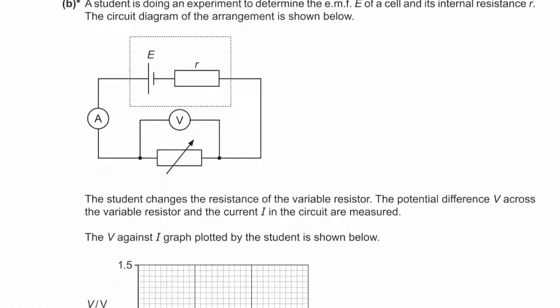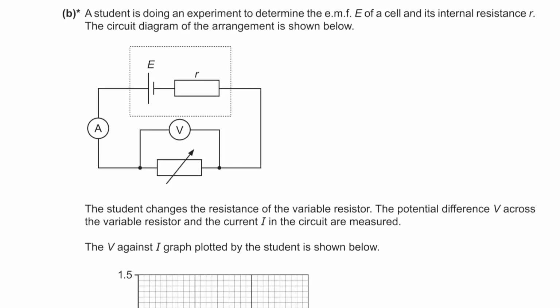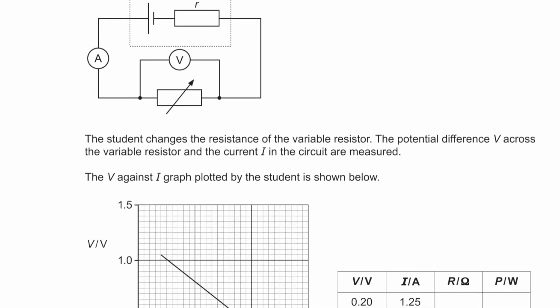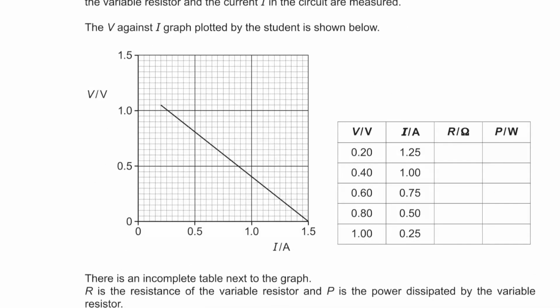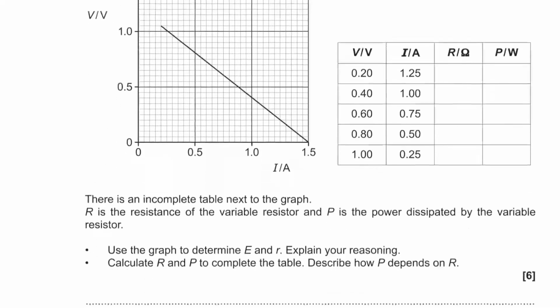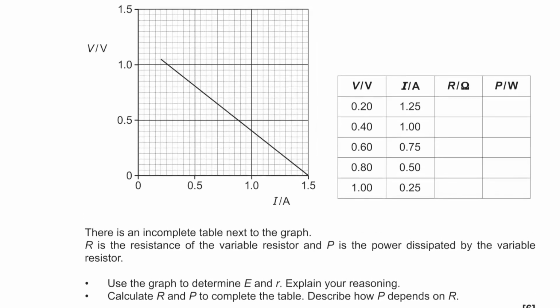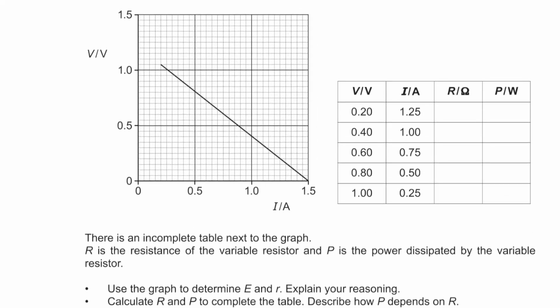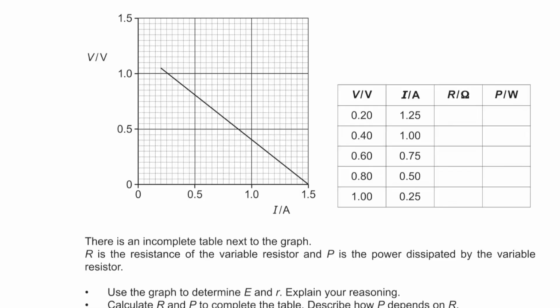Next, B, we have a student doing an experiment. Carrying out an experiment? That seems like bad English. Whatever. So here we have just our standard core. We have a graph, easy. Are we being asked to calculate? Wait, what? There is an incomplete table next to the graph.